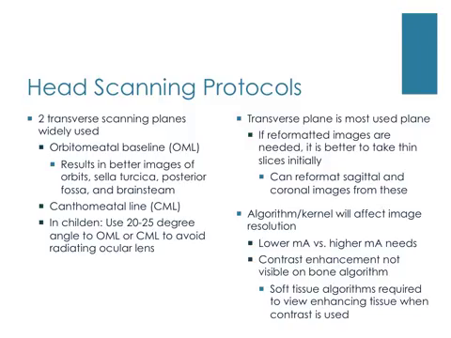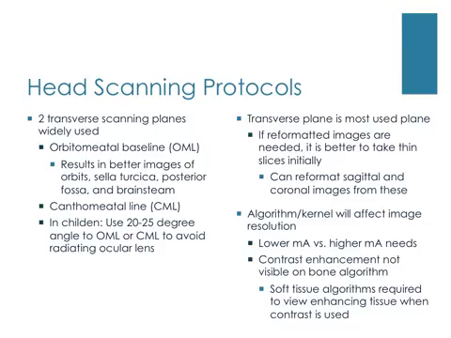In children, you'll often want to use a 20 to 25 degree angle to the OML or the CML to avoid radiating the ocular lens, which can lead to early cataracts. The transverse plane is the most used plane for image interpretation of the skull and its contents.